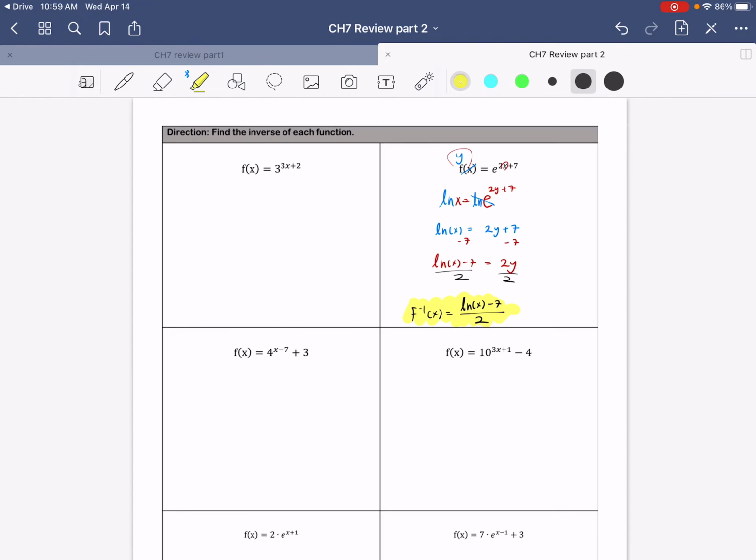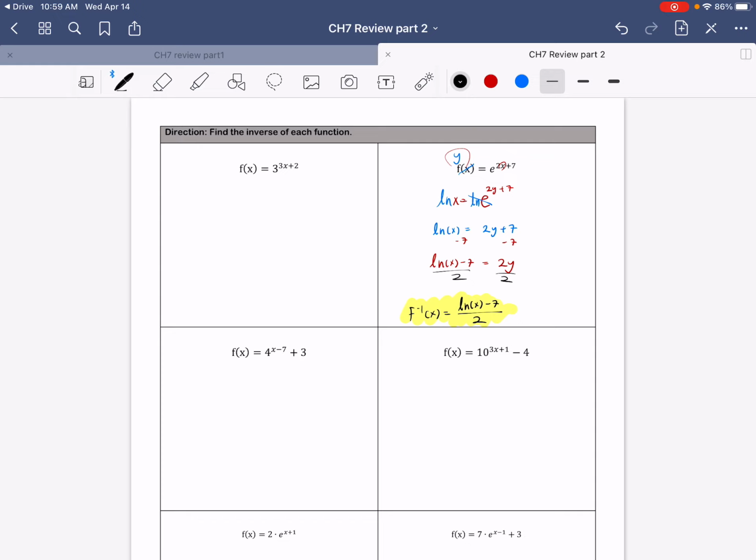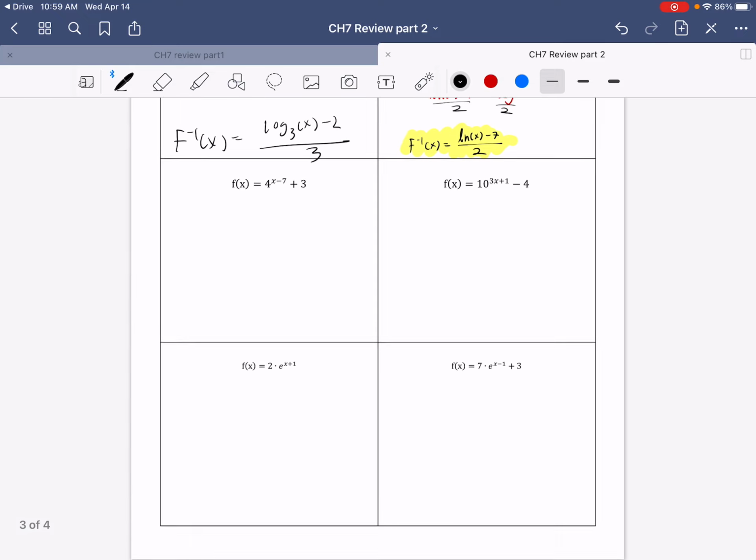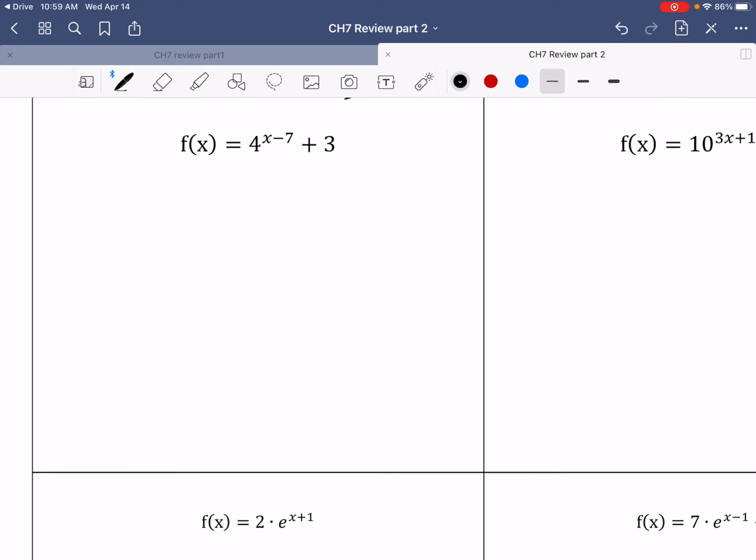So yep, try this question by yourself. You will most likely get f inverse of x equals log base 3 of x minus 2 over 3. That's what you're gonna get, most likely. All right, I'll go over this question.